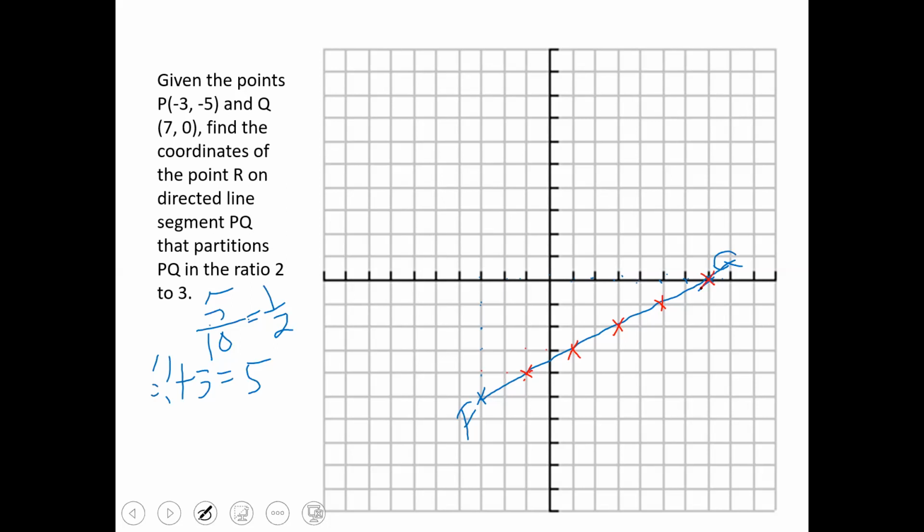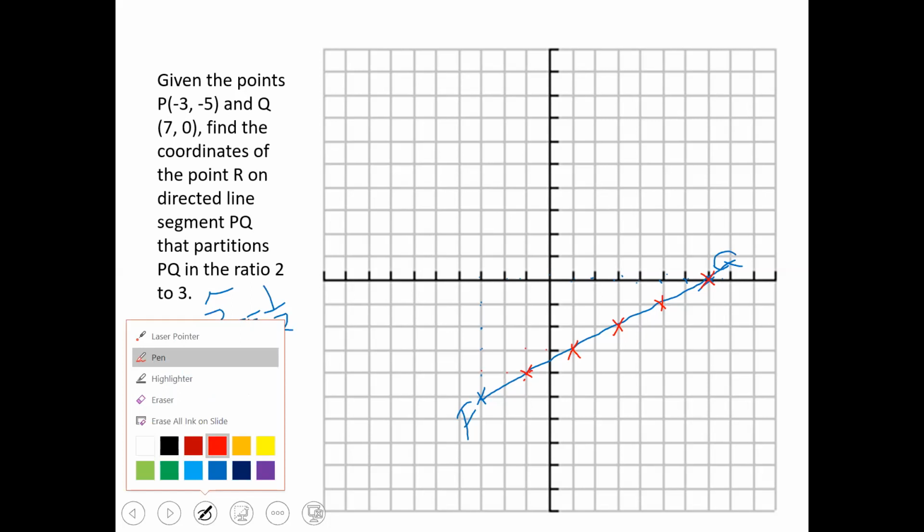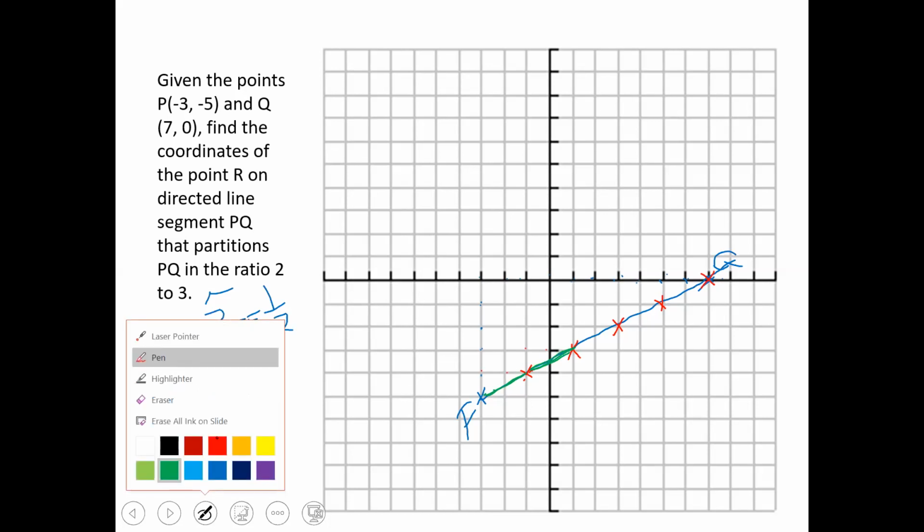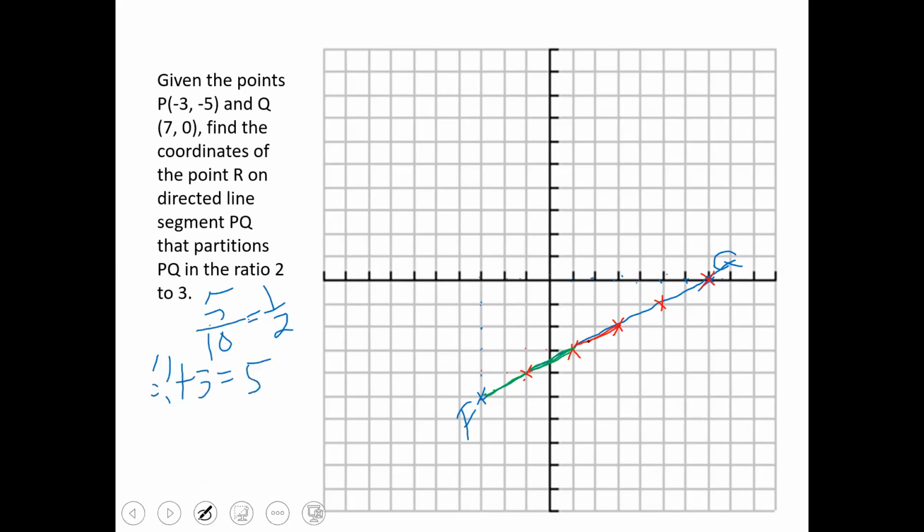So now how many segments do I have? 1, 2, 3, 4, 5 segments. And I need a 2 to 3 ratio from my P value. So I'm going to have this segment and this segment, there's 2 of them. And then for my other segment, I'm going to have 1, 2, 3.